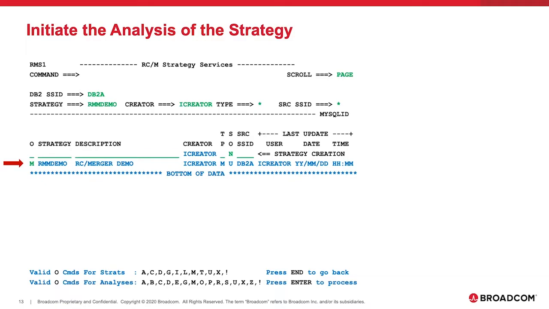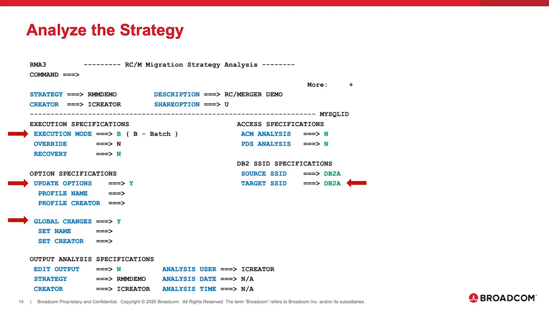On this screen, we choose B to analyse the strategy via a batch job, and we choose Y for update options and global changes. We also have to specify our target Db2 subsystem ID. In this case, it is the same as our source, but it will be in a new database within that subsystem. We recommend that regular users define profiles for their options and sets for their global changes to make the process quicker, easier, and with less risk of missing something that you wanted to include or specify. Press enter once you have completed these options to take you to the analysis options.